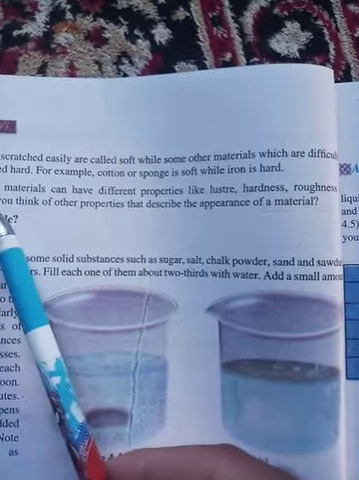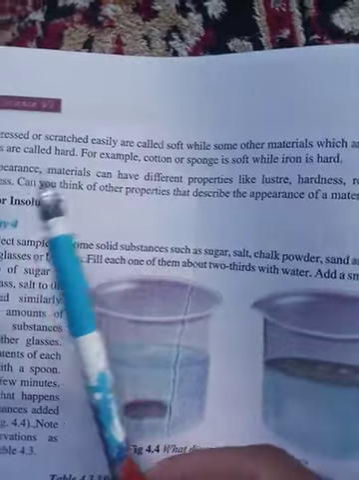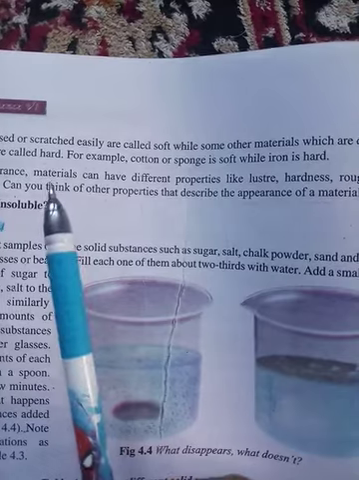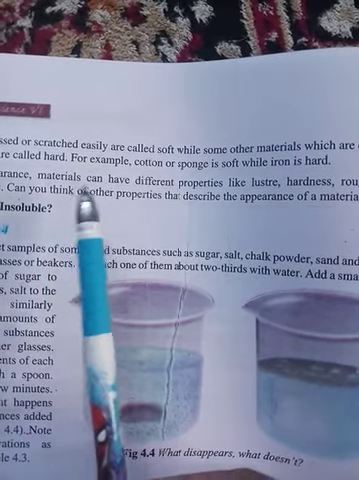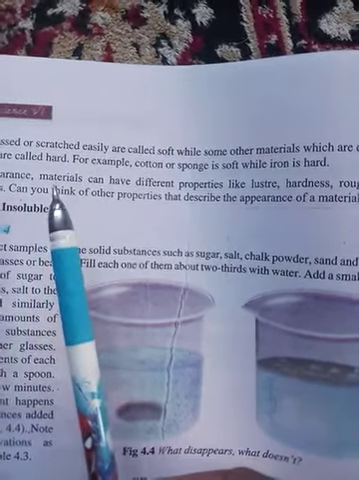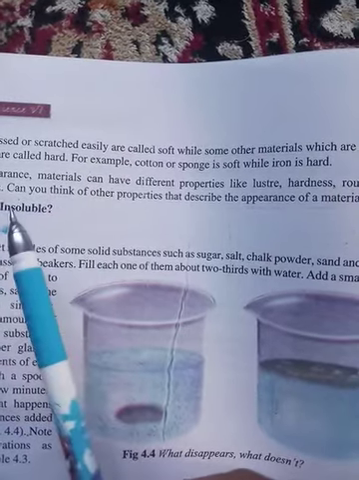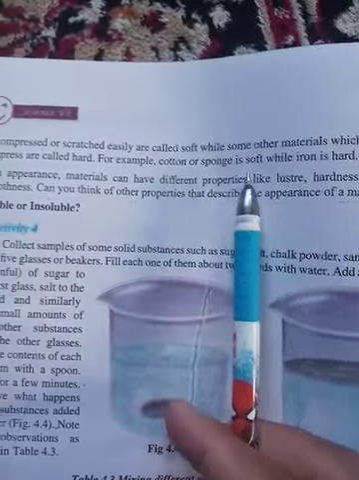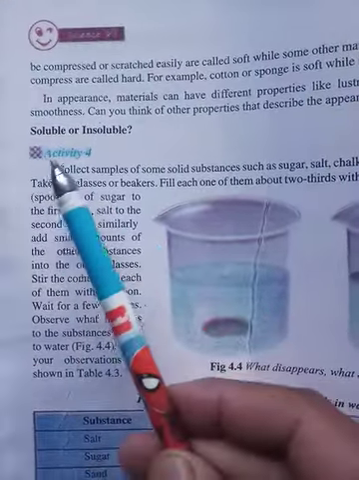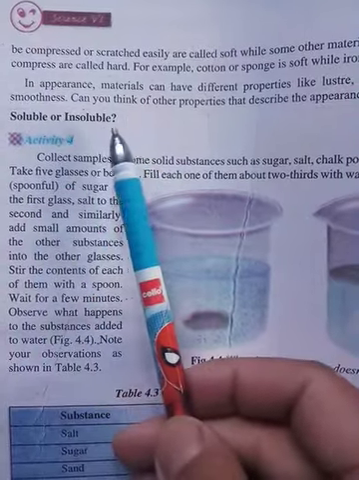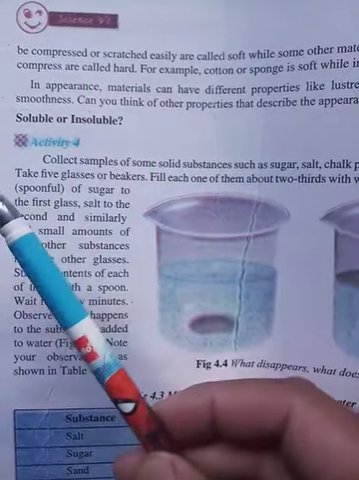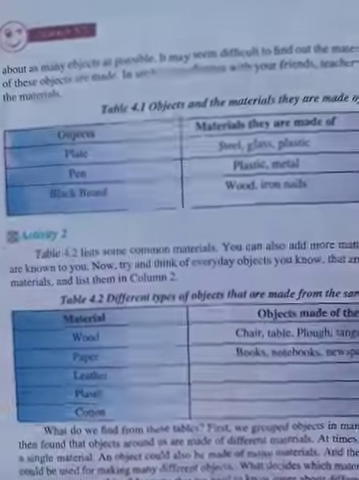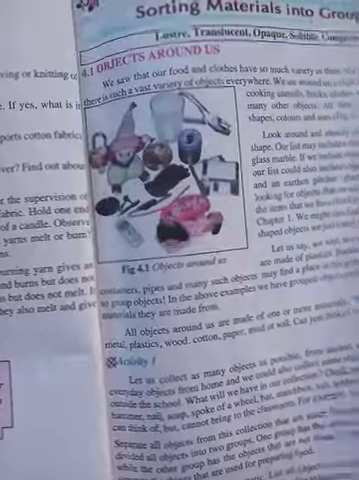So, dear students, these are the properties of materials. Some materials are lustrous, some materials are not lustrous. Some materials are hard and some are soft. Similarly, there are some materials which are soluble and there are some materials which are insoluble. So, dear students, we are basically learning the lesson sorting of materials into groups.